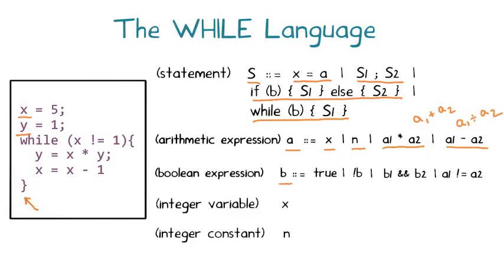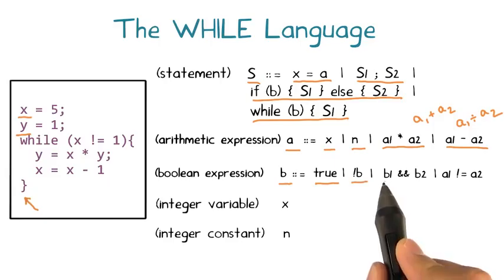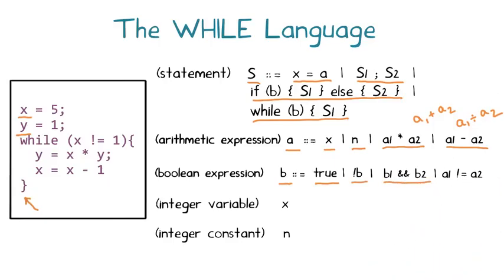Finally, to express conditions in if-then-else statements and while statements, we have Boolean expressions. A Boolean expression may be the constant true, the negation of another Boolean expression, the conjunction of two Boolean expressions b1 and b2, or a comparison between two arithmetic expressions a1 and a2. Again, to keep things simple, we allow limited kinds of Boolean expressions, although it is easy to extend the syntax of this language to include operators besides the ones shown here.